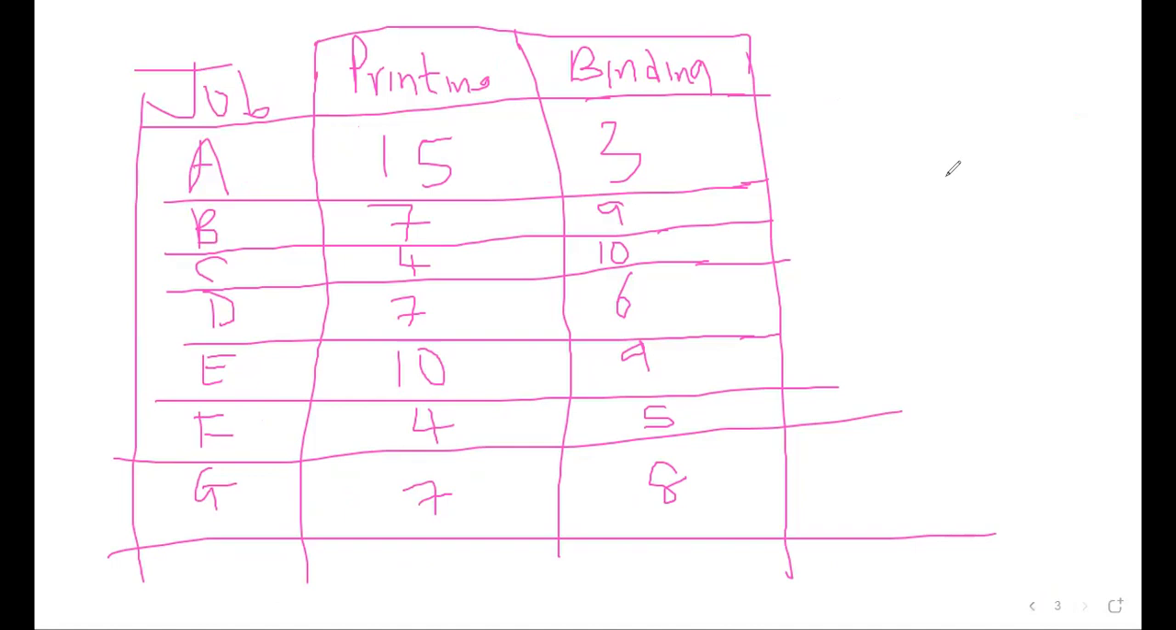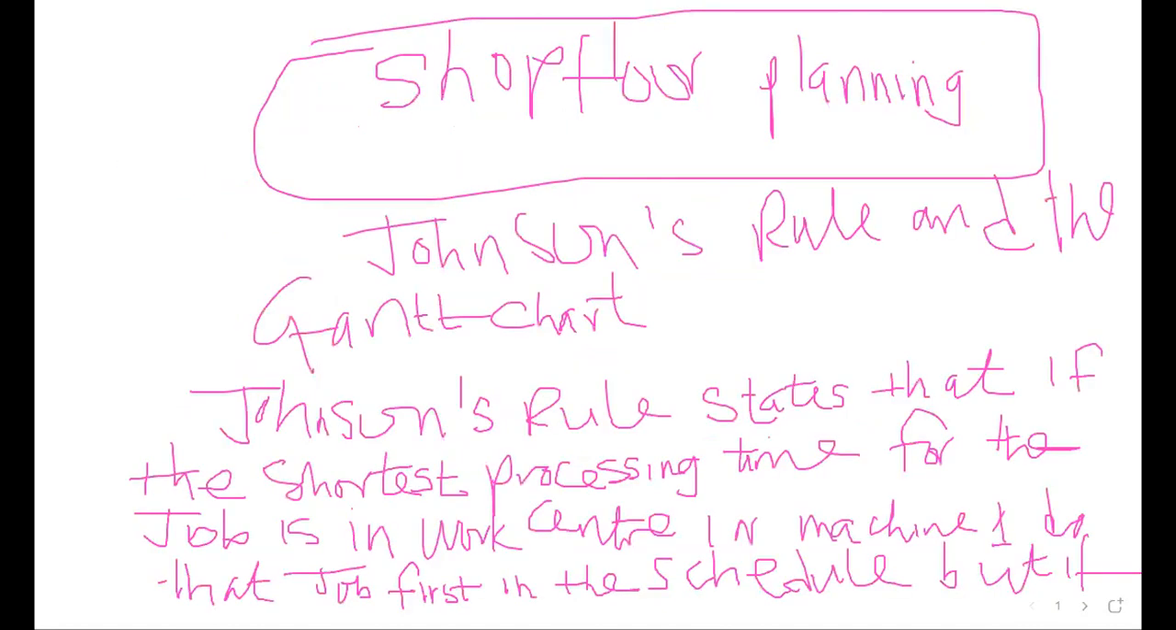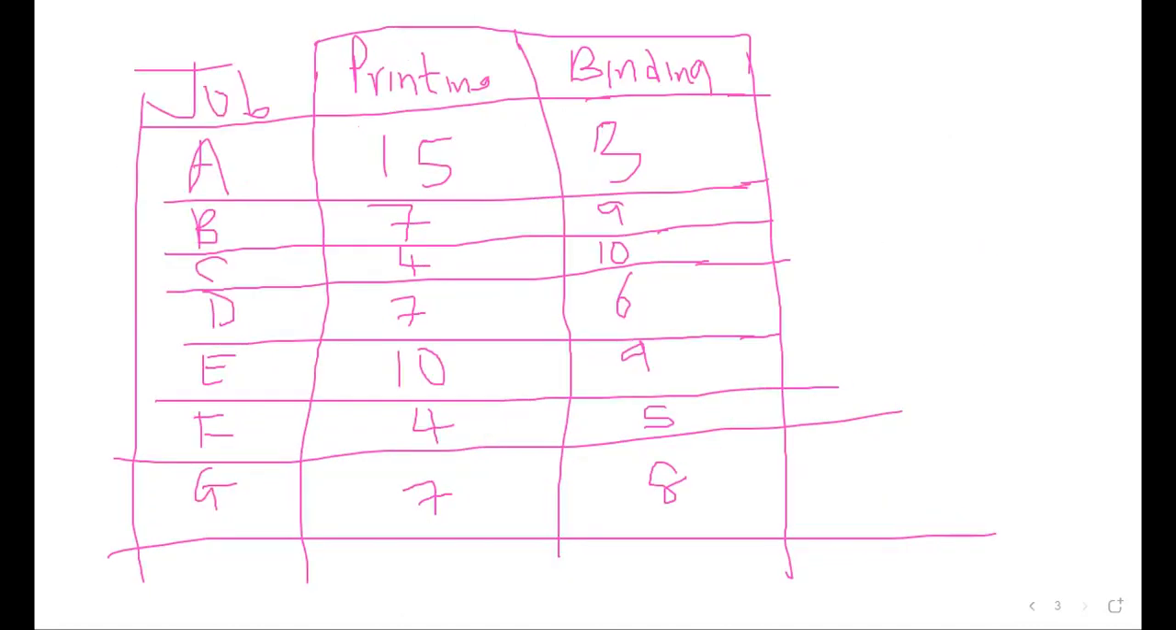The smallest time that we have here for all the times is a 3. So 3 is in binding. So we do job A last, according to Johnson's rule. If the short processing time is in printing, you do it first. If it's in binding, you do it last. So we do the binding last because 3 is in binding. So this job will be done last. So job A will be done last.